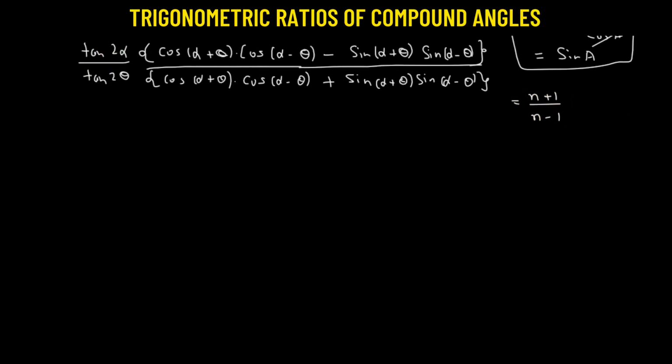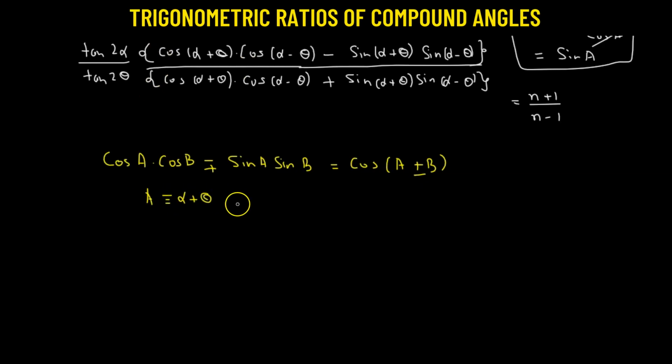Now in the numerator, we can observe that we have something of the form cosine of A times cosine of B minus sine of angle A times sine of angle B. This is nothing but cosine of angle A plus B. And in the denominator, we have cosine of A times cosine of B plus sine of A times sine of B, so that means we have cosine of A minus B. Here in our case, A is equivalent to alpha plus theta, as already mentioned, and B is equivalent to alpha minus theta.